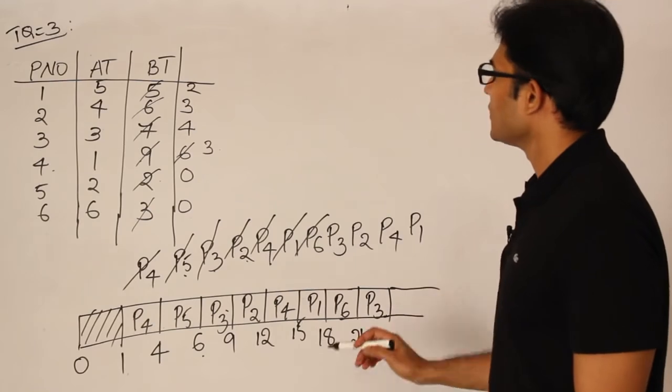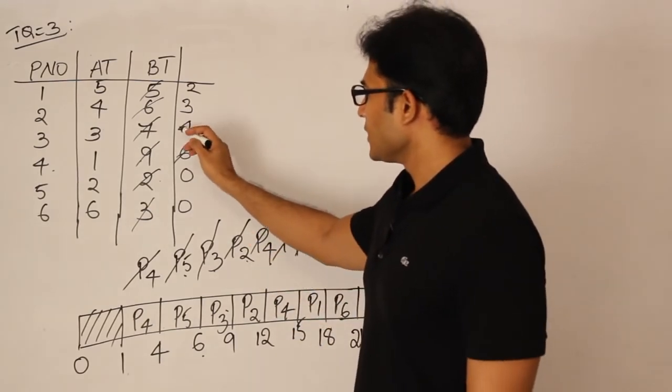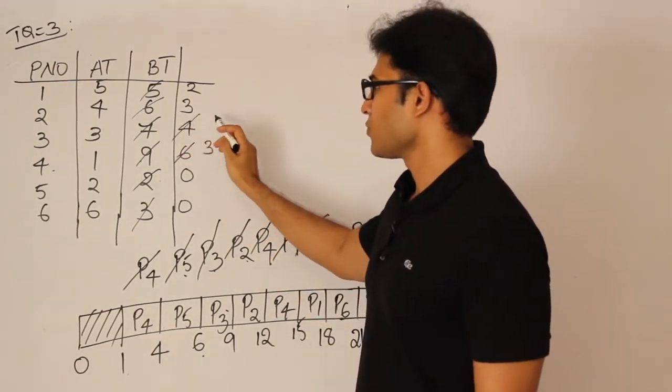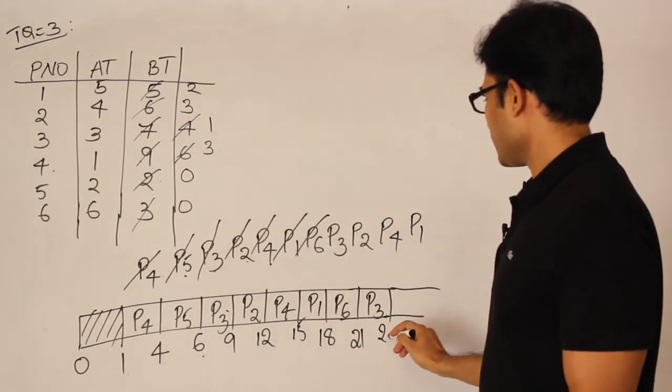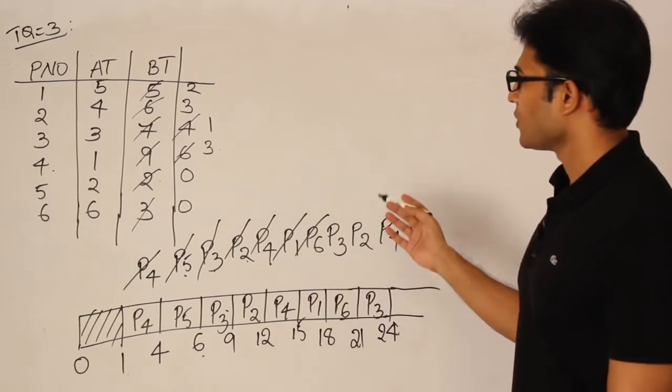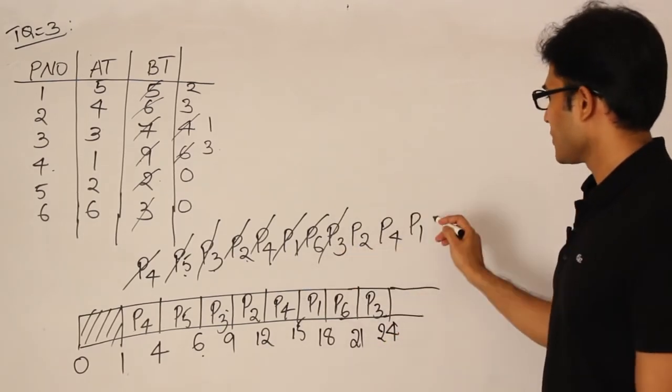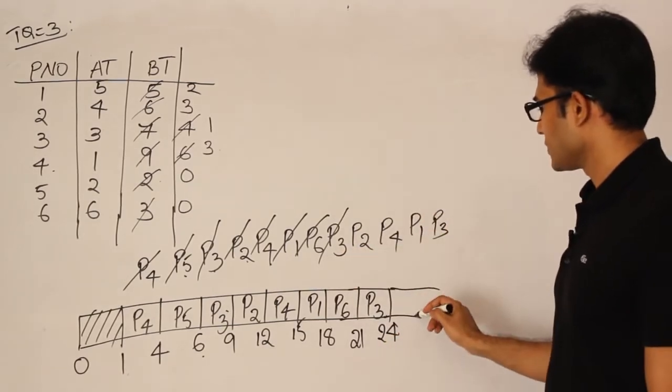And next one is P3. Now I am going to take P3 out. If I take P3, it requires 4 more units, but then I can run only for 3 more units. Therefore remaining time will be 1. So if I run till 24, it has to be run for 1 more unit. Therefore I am going to add it back to the queue.